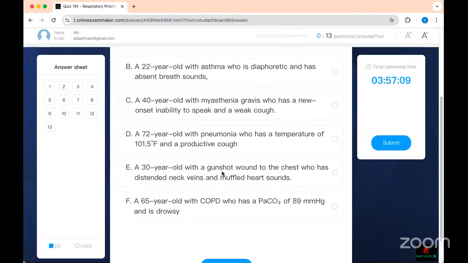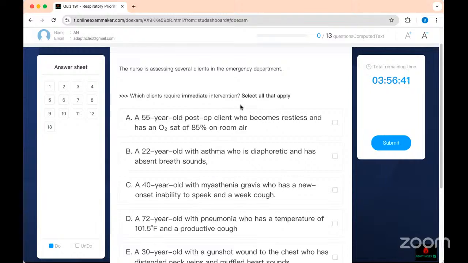A 30-year-old with a gunshot wound to the chest who has a distended neck vein and muffled heart sounds. Buzzwords: muffled heart sounds, distended neck vein. In a gunshot wound patient, what do you think? A 65-year-old COPD patient, CO2 of 89, and is drowsy. Do you expect the COPD patient's CO2 to be 89 and be drowsy? This is prioritization 101. You can put down your answer and we can take a look at it. But what do you think?